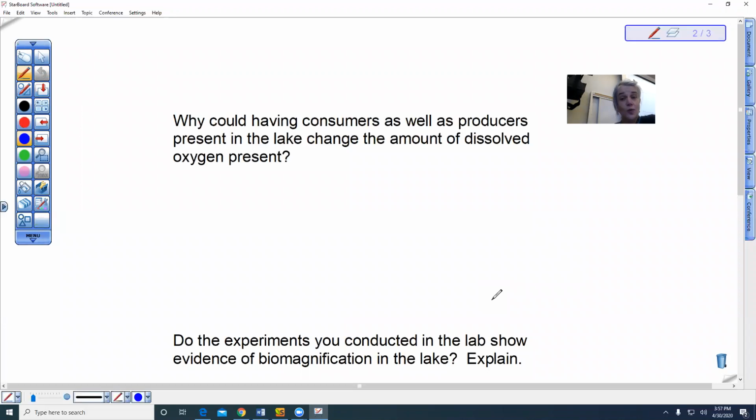Why could having consumers as well as producers present in the lake change the amount of dissolved oxygen present? One way is that the consumers use oxygen. So we're talking about crayfish. They are oxygen consumers. However, they might also eat some of the algae, right? Or there might be other consumers that eat the algae. And so this idea is that there's this dynamic relationship. There's this system. So you have inputs and outputs, and you have flows and storages. So this is a systems perspective.